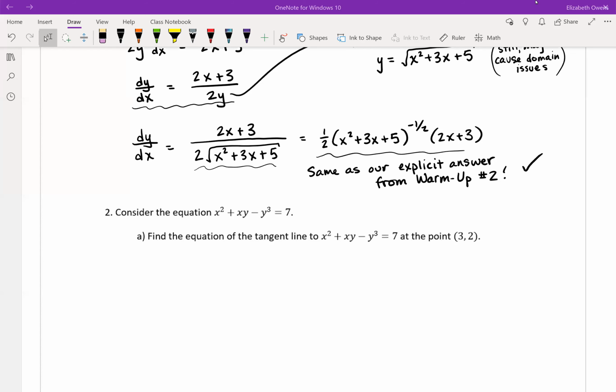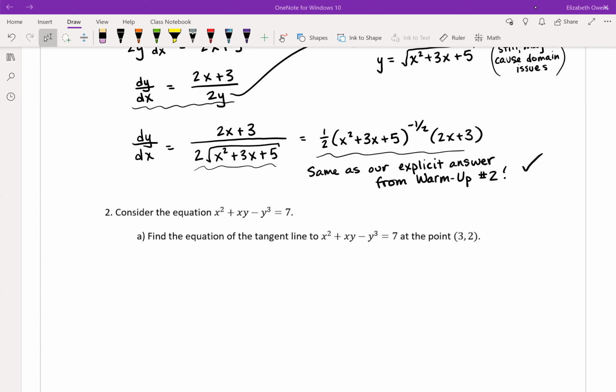Hello, we're here in section 3.7, and we're going to look at an example where we're going to use an implicit derivative to find an equation of a tangent line. So we are going to consider the equation x squared plus xy minus y cubed equals 7. That is definitely an implicit equation there. And we are going to find the equation of the tangent line to that function at the point (3, 2).